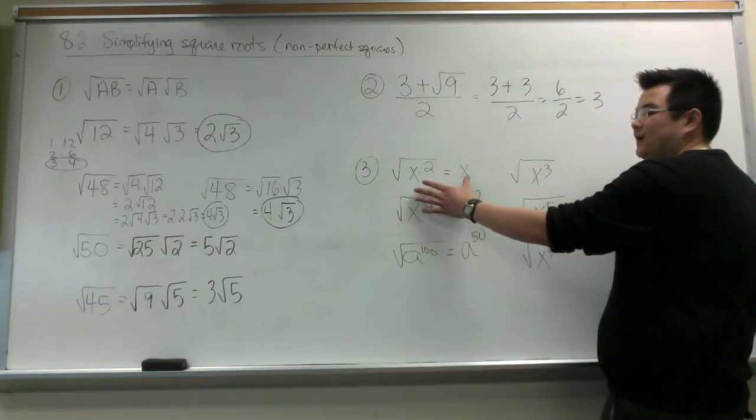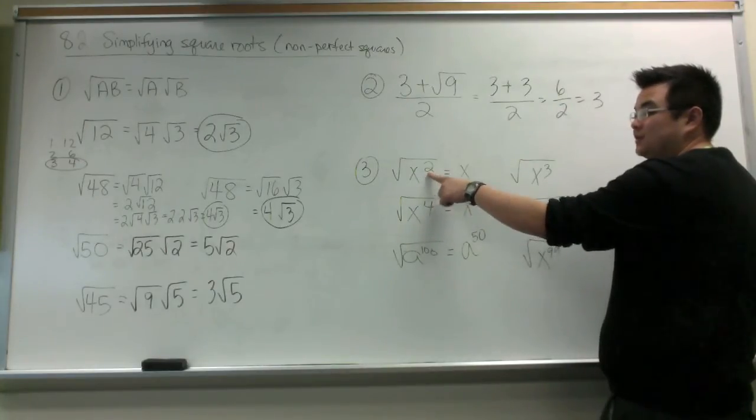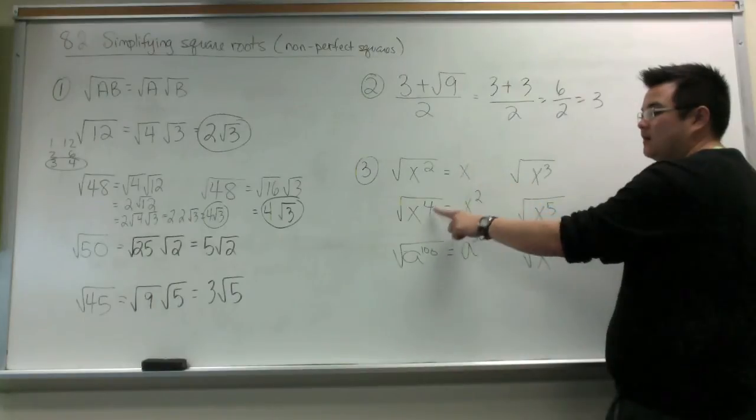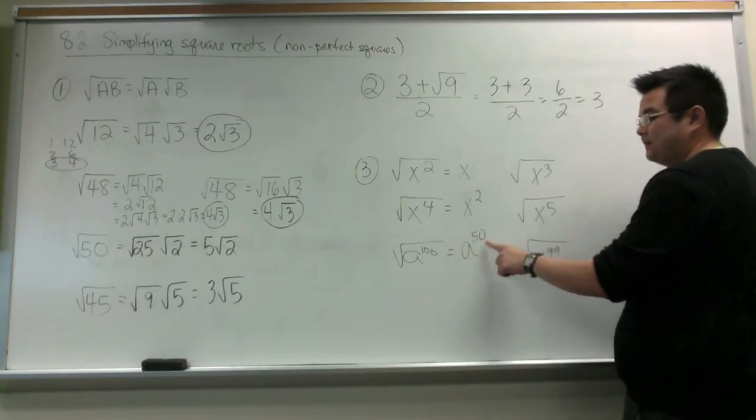For the square root of perfect squares with exponents, what you essentially do is divide the exponent by 2. So 2 divided by 2 is 1. 4 divided by 2 is 2, and 100 divided by 2 is 50.